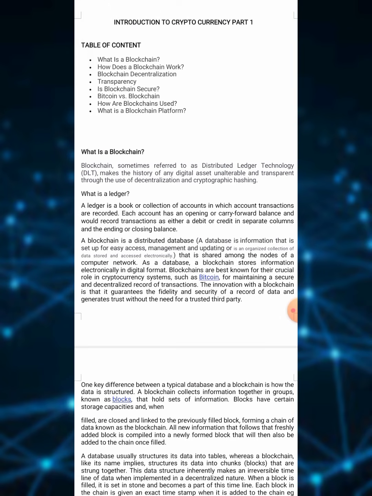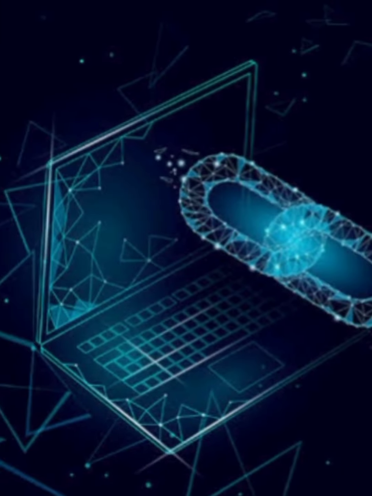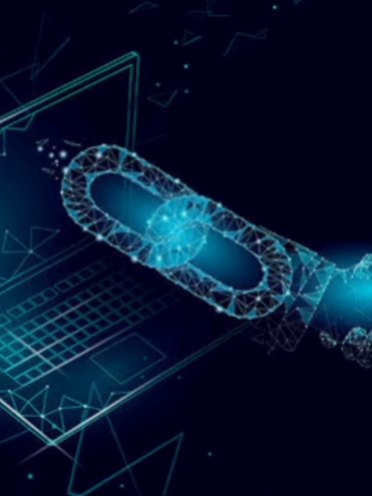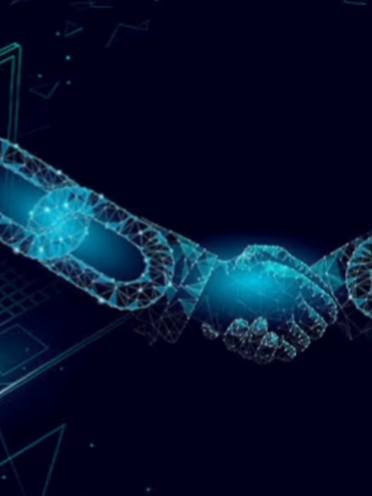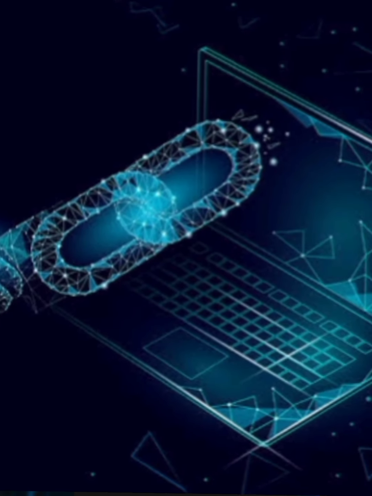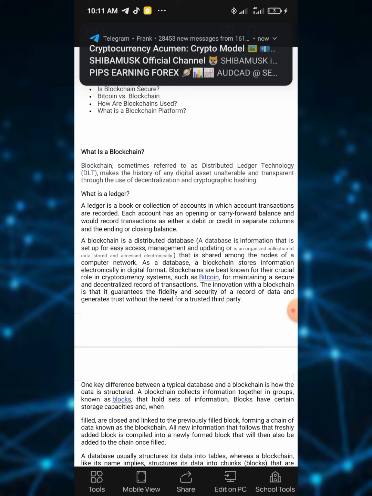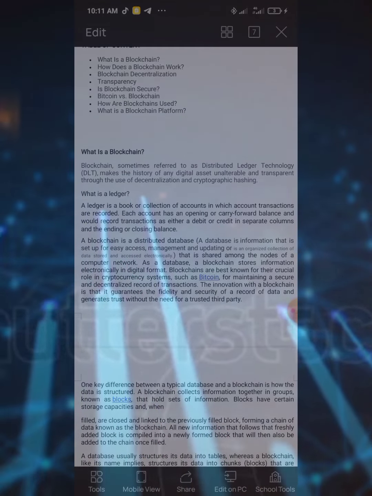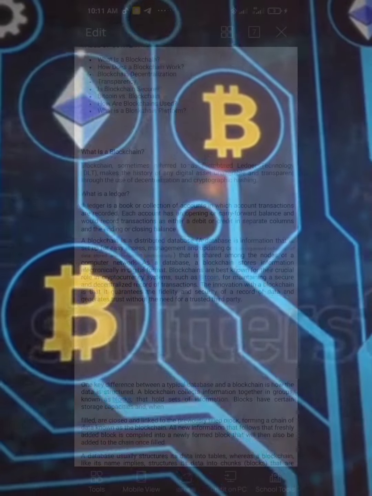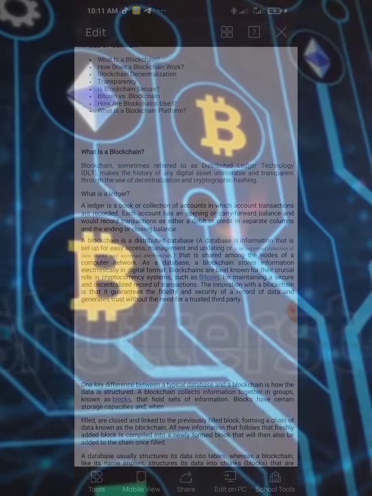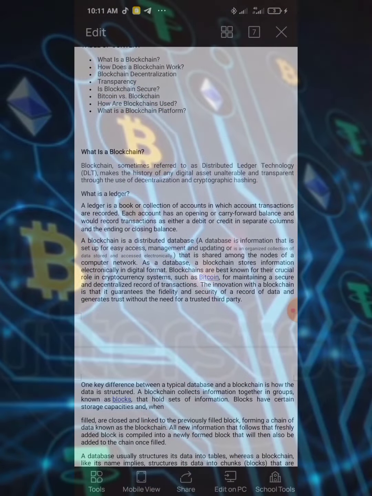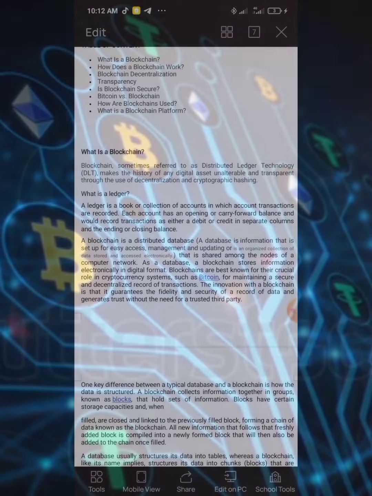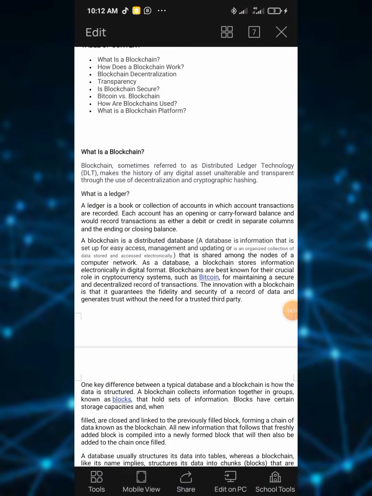And according to the creation of blockchain, it tends to distribute this database across various computers. As a database, a blockchain stores information electronically in a digital format. Blockchains are best known for their crucial role in cryptocurrency systems, such as Bitcoin. So guys, this is where Bitcoin comes in. The creation of Bitcoin used a technology called the blockchain. So Bitcoin transactions are stored and recorded through blockchain technology to maintain a secure and decentralized record of each transaction.